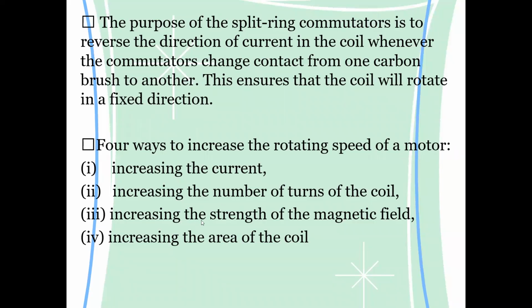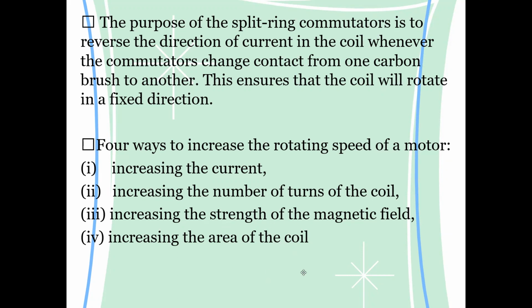Or we can also increase the strength of the magnetic field. We can use a stronger magnet. Using a stronger magnet, it will experience greater force. Or increasing the area of the coil: if we increase the area of the coil, greater length or greater area of the coil in the magnetic field, it will experience greater force. And when it experiences greater force, it will rotate faster.